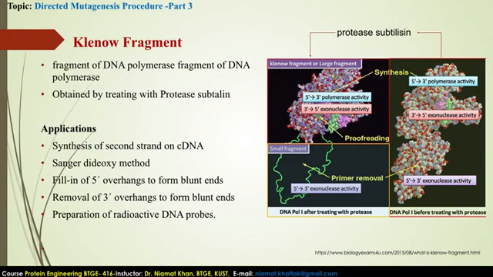Due to its exonuclease activity, we can use Klenow fragment to produce blunt ends of sticky-end containing DNA molecules, because it can fill in a 5' overhang to form a blunt end, or it can remove a 3' overhang to form a blunt end. It is also used in preparation of radioactive DNA probes.